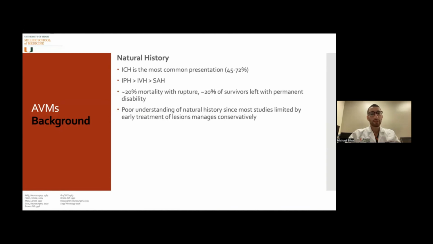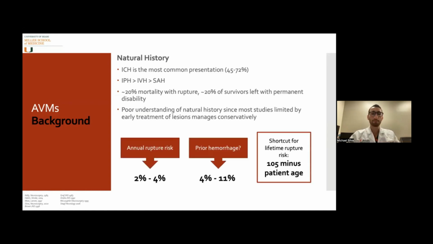And the natural history is poorly understood because most studies are limited by early treatment, and these lesions, because they have a high risk for hemorrhage, are usually treated, so we don't have a great understanding of the natural history. Within those limitations, this is what we know. About a 2 to 4% annual rupture risk is the way to think about it. However, if the patient has had a prior hemorrhage from the AVM, that number goes up to about 4 to 11%.